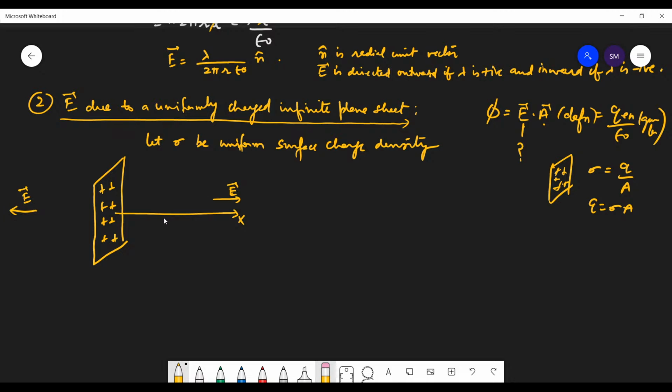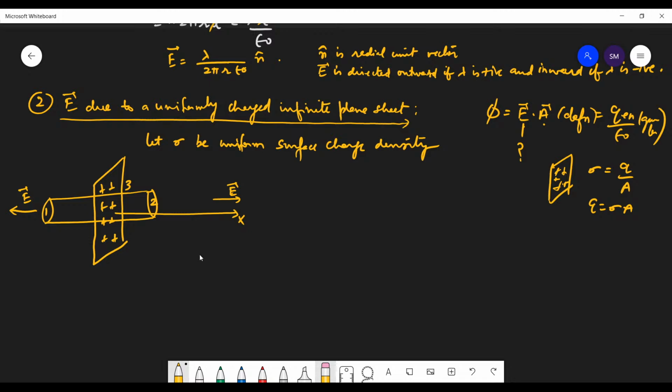Now we need to take the Gaussian surface. Here the Gaussian surface we can take as a cylinder, or we can take it as a rectangular parallelepiped, that's the same thing, no difference. So this is the Gaussian surface that we are taking, the cylinder. Now how many surfaces do we have? We have surface 1, surface 2, and surface 3, which is a curved surface.